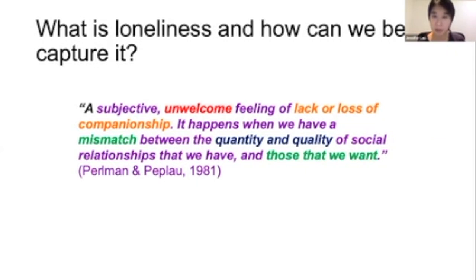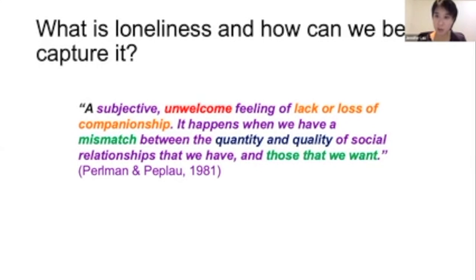It's unwelcome, so it's a mostly negative set of emotions that can be distressing, uncomfortable. And those emotions are around a lack of or a perceived loss of companionship, so some kind of disconnect with other people.